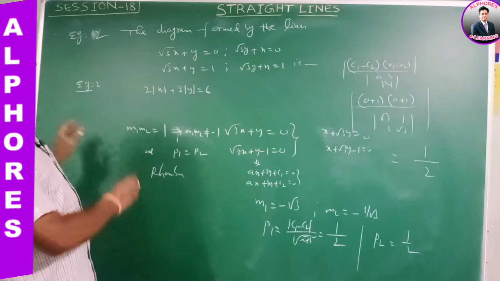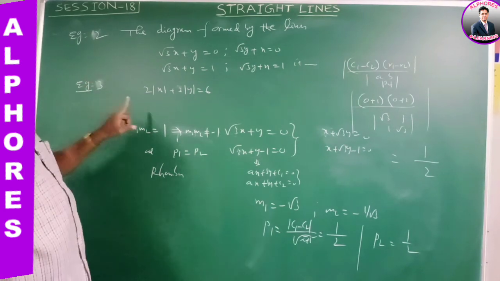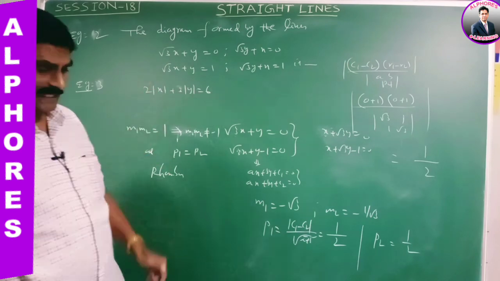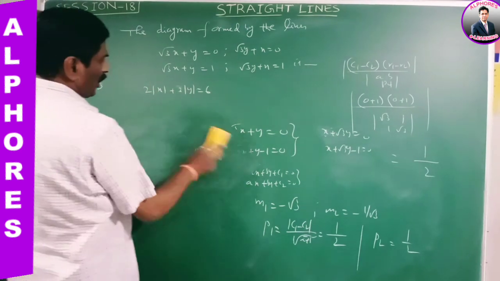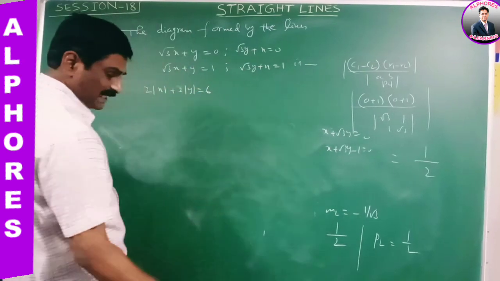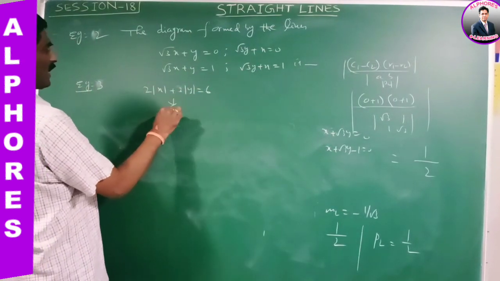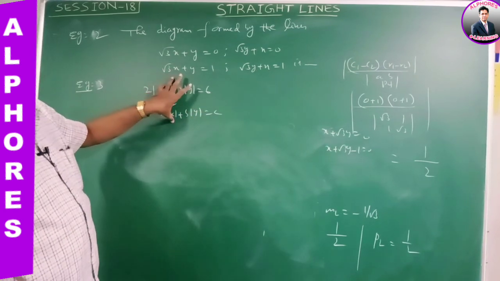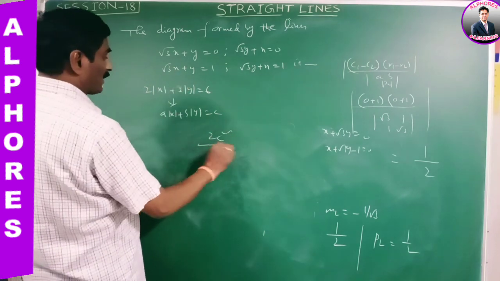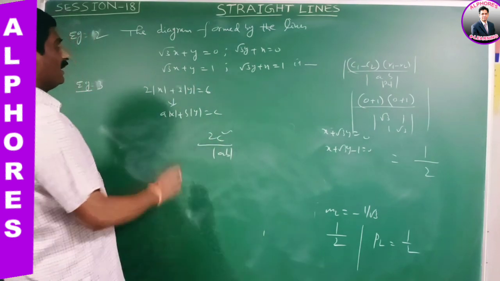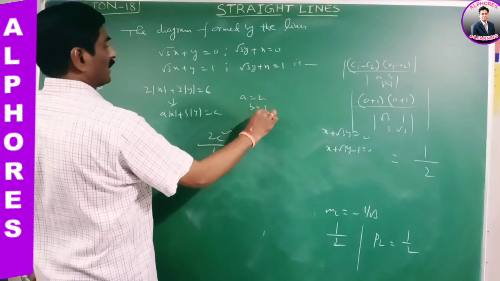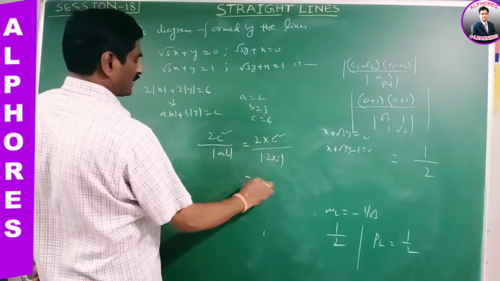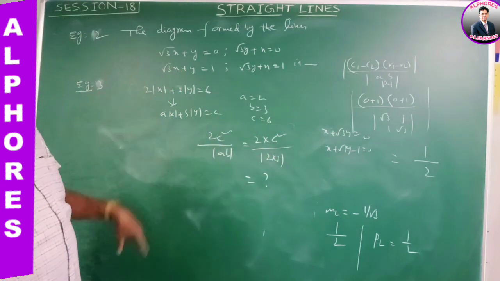Next, example 3. Please write this also. The area formed by the curve 2 mod x plus 3 mod y is equal to 6. It is in the form of a mod x plus b mod y is equal to c. Already we derived the formula. What is the area? Area is equal to 2c square by mod ab. Direct formula: 2c square by mod ab. Here a is equal to 2, b is equal to 3, c is equal to 6. That means 2 into 6 square by mod 2 into 3. Simplify this value. It is the area bounded by this curve. Please note these values.